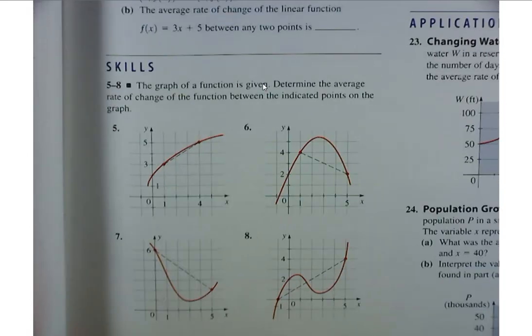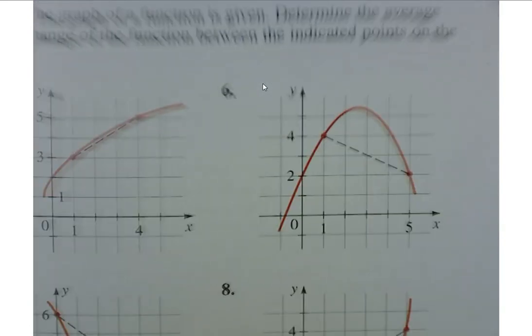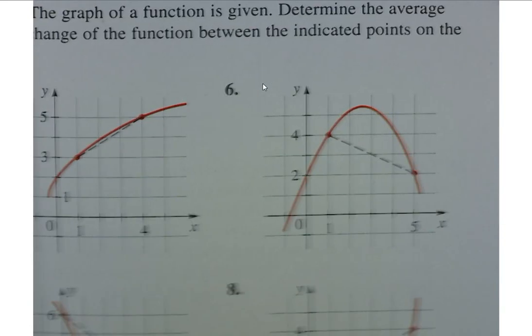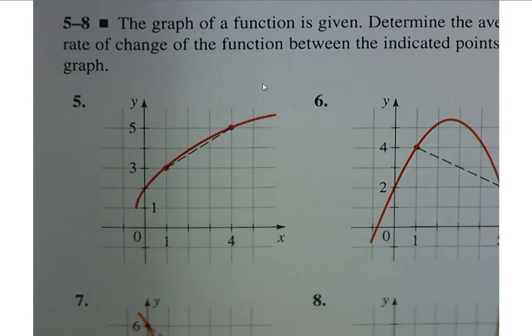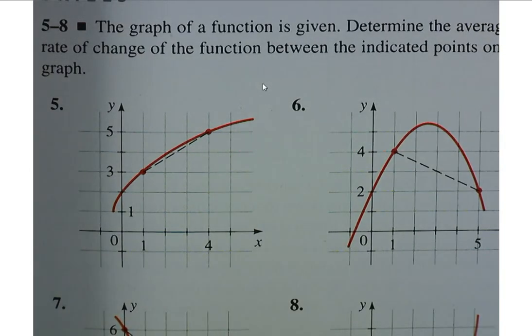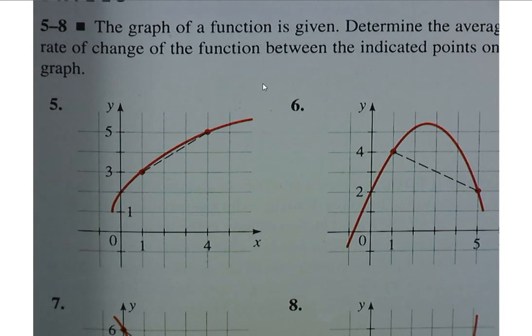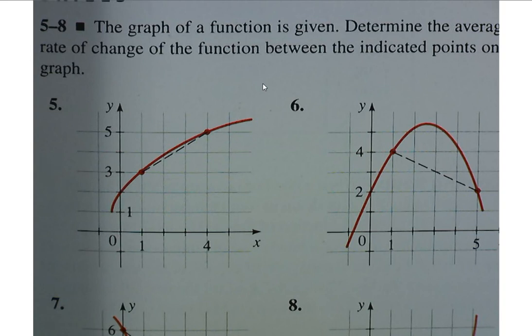Okay, so in the directions for 5, it says that we're going to determine the average rate of change between the indicated points. So for number 5, you should be able to identify those indicated points. They're on the graph. Will you write down your indicated points for me and then find your average rate of change? Okay, if you don't have your book, just share with the person next to you.